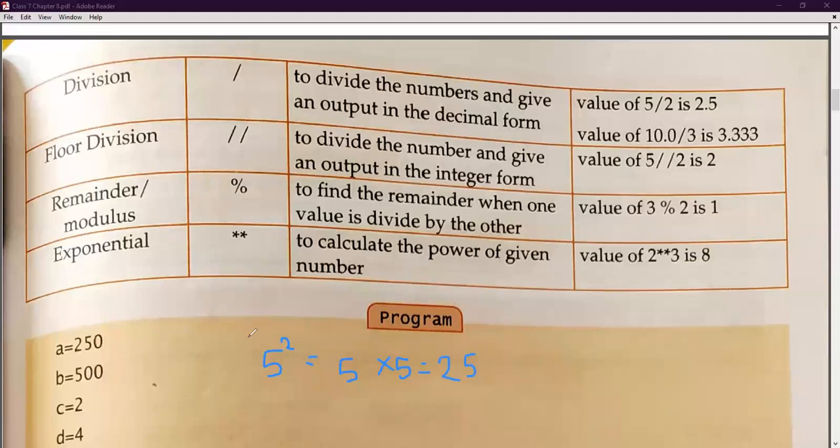So supposedly you want to calculate such an expression, then how can you write it? You can write like this: 5 double star. Okay, double star. Please ignore my silly drawing. So you will write 5 double star 2. That means 5 will be your base and 2 will be your exponent, right?